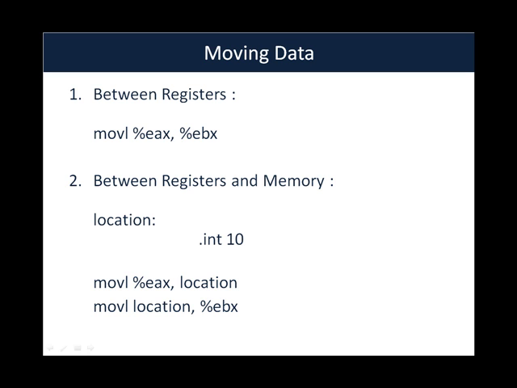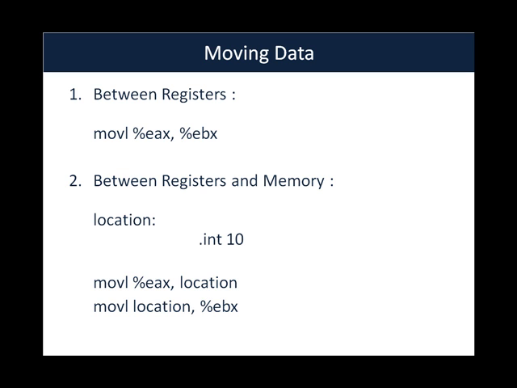The second variation is moving data between registers and memory. Let's say we have an integer defined by a label, location. How do you move the value in EAX into that location? This is simply achieved by using movl EAX, location. The point to note is that depending on the size of the location, the appropriate register needs to be chosen. If this was a short int, we would probably use the AX register. Similarly, to move data from a location into a register, we use movl location, register.